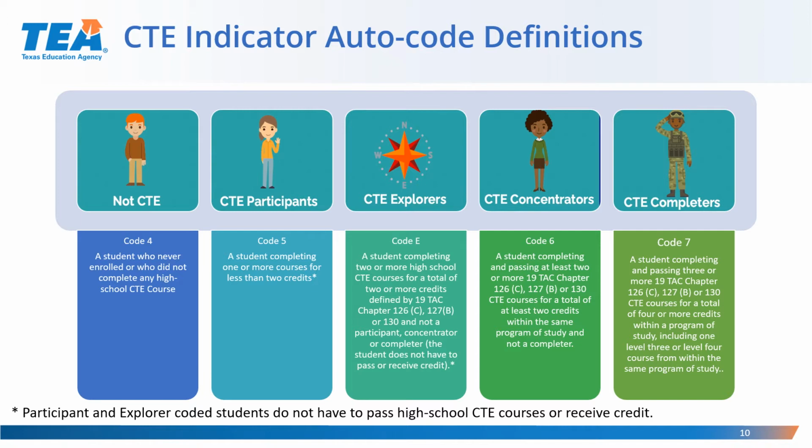You may have also heard the terms CTE learners and non-CTE learners used. CTE learners are Code 6 and 7, or concentrators and completers. Non-CTE learners are codes 4, 5, and E.